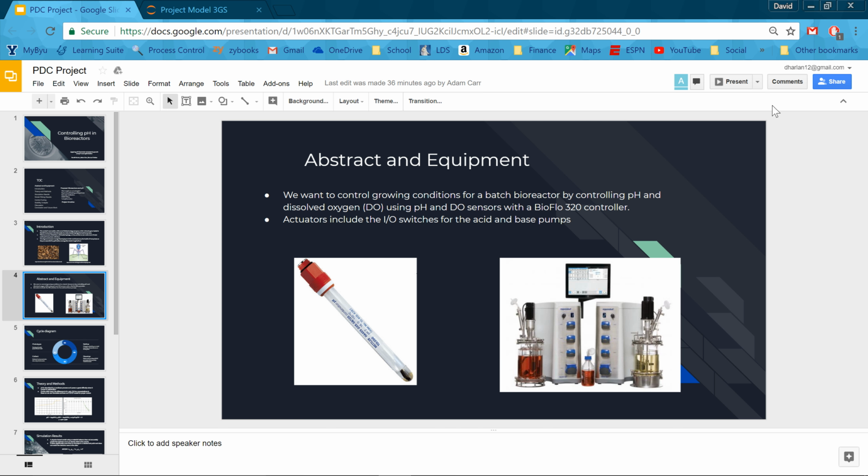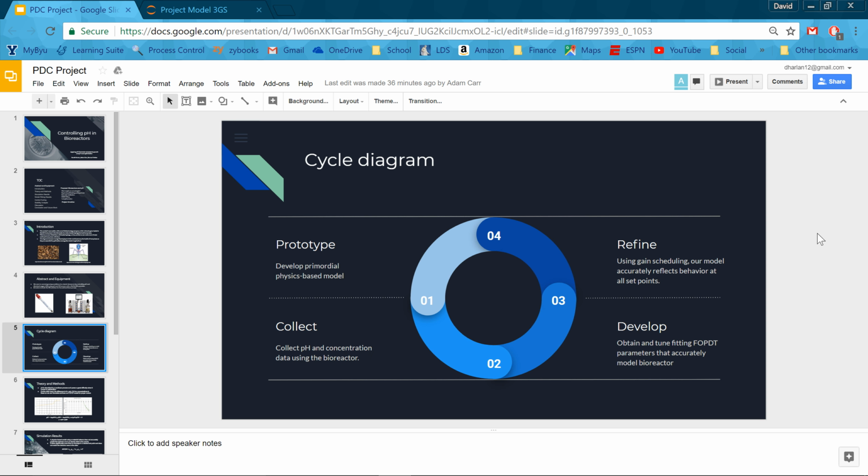Some equipment that we use: our bioreactor is the BioFlow 320. We control the pH and the dissolved oxygen levels. Our actuators include the on and off switches for the acid and base pumps. How we went about this was first prototyping. We developed a primordial physics-based model behind our bioreactor controls.